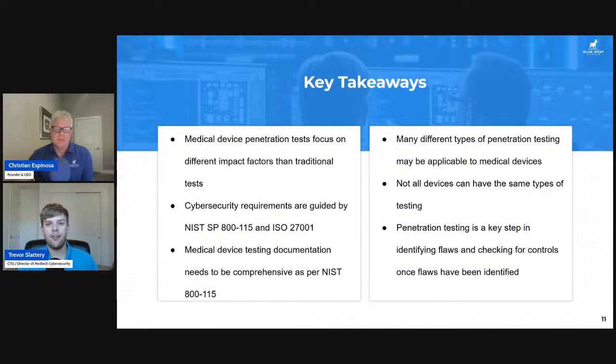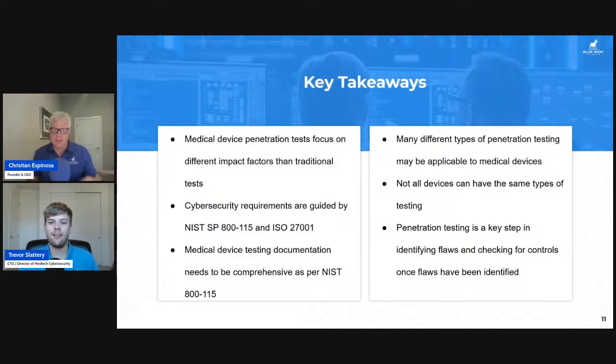There can be many different types of penetration tests applicable to medical devices. We have IoT tests, web application tests, hardware tests, and in some cases, maybe even a network test for a network device. Not all devices can have the same types of testing. So if we have a physical device with only one interface, it's going to be a much different scope as opposed to a large web application device.